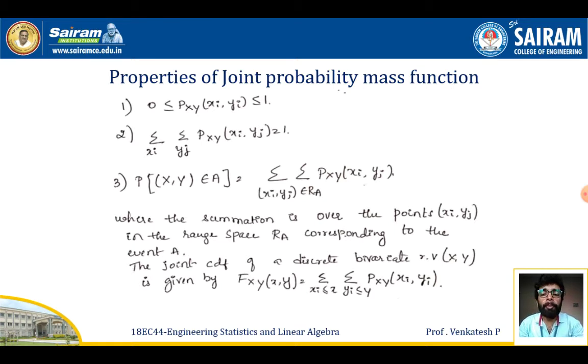Now let me look at the joint CDF in the case of discrete bivariate random variables. The joint CDF of discrete bivariate random variables capital X and capital Y is given by capital F of x comma y, which is the summation over xi less than or equal to the real number small x and the summation over yj less than or equal to small y of the probability of xi comma yj. This is the condition we can use to estimate the joint CDF in the case of discrete bivariate random variables.